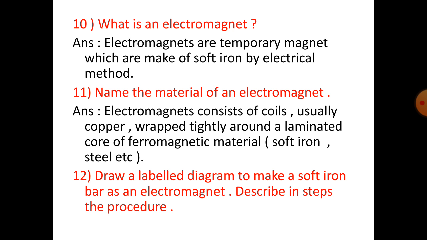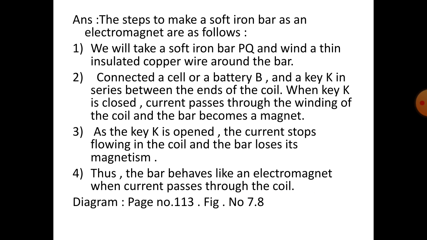Draw a labeled diagram to make a soft iron bar as an electromagnet. Describe in steps the procedure. The steps to make a soft iron bar as an electromagnet are as follows. We will take a soft iron bar PQ and wind a thin insulated copper wire around the bar. Connect a cell or a battery B and a key K in series between the ends of the coil.